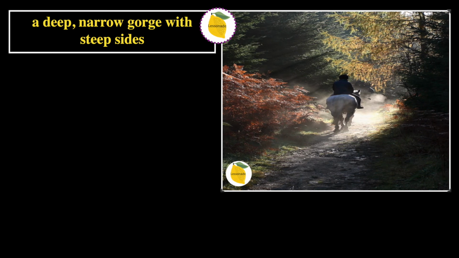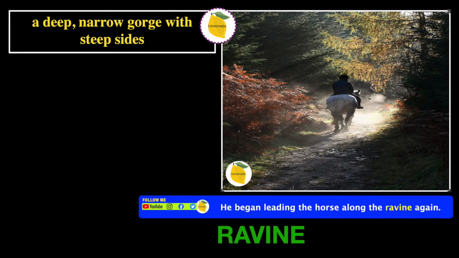In this picture, we can see a deep, narrow gorge with steep sides. And therefore, the word will be ravine. And the sentence for this word is he began leading the horse along the ravine again.